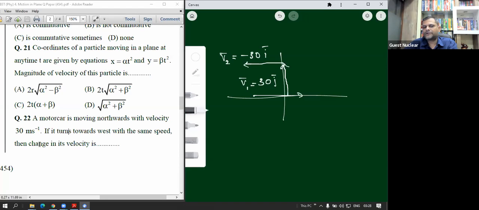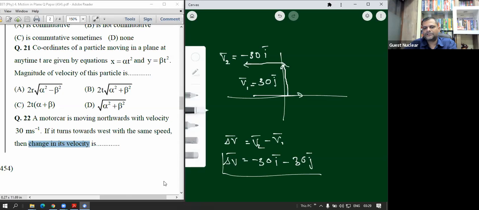And since we want to find out the change in its velocity, तो चेंज इन वेलोसिटी का मतलब क्या हुआ, डेल्टा वी बार वी वांट टू फाइंड आउट. तो चेंज इन वेलोसिटी का मतलब होता है फाइनल वेलोसिटी माइनस इनिशियल वेलोसिटी. So if we just work this out, then we can get this final velocity which is going to be minus 30 I bar, right? So this is minus 30 I bar, and initial velocity which is going to be 30 J bar, so minus 30 J bar. This is actually going to be the change in velocity. That's all. Let us check.